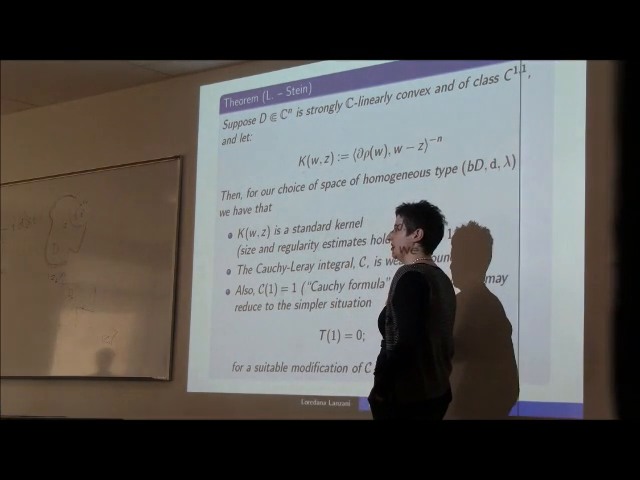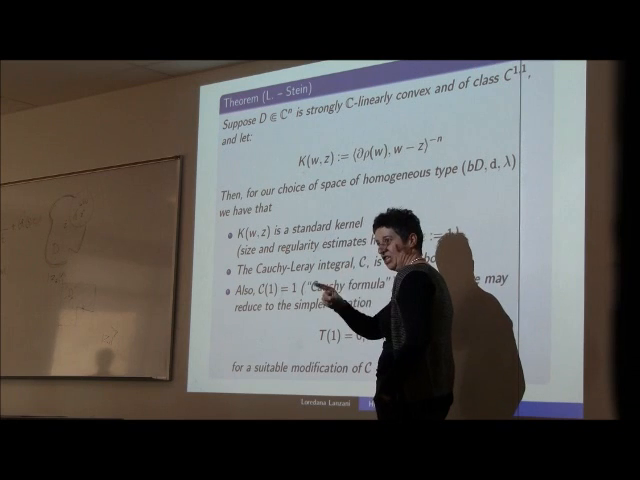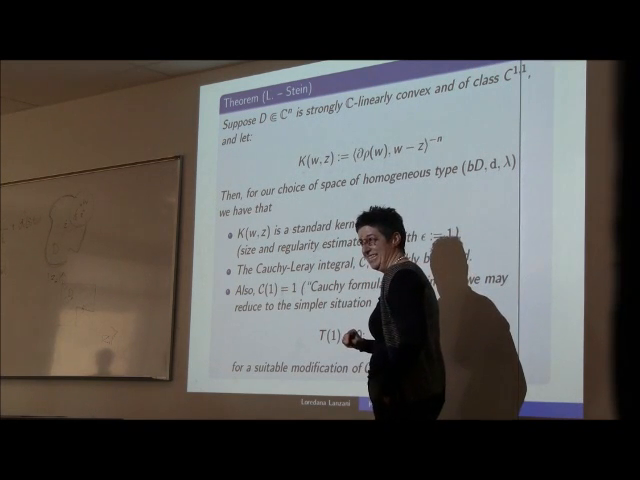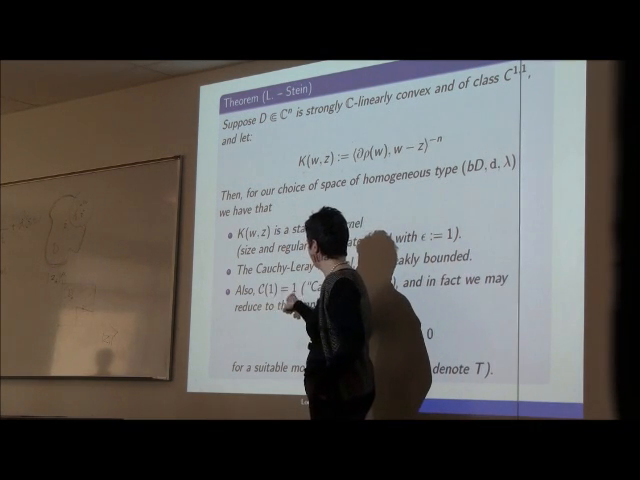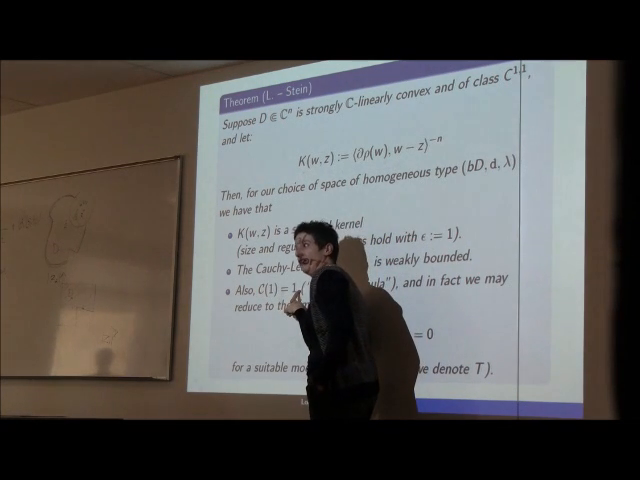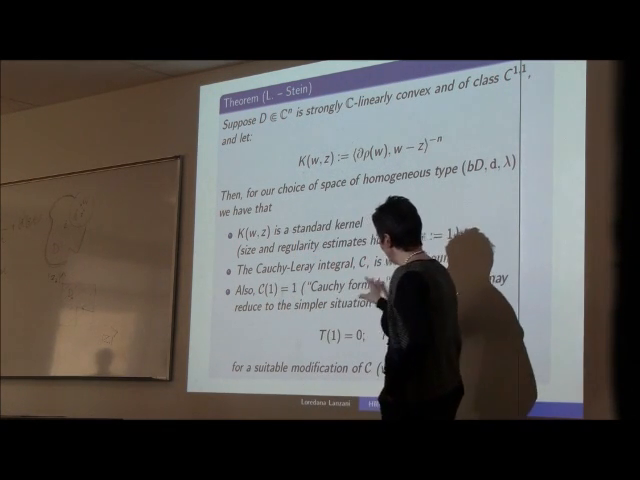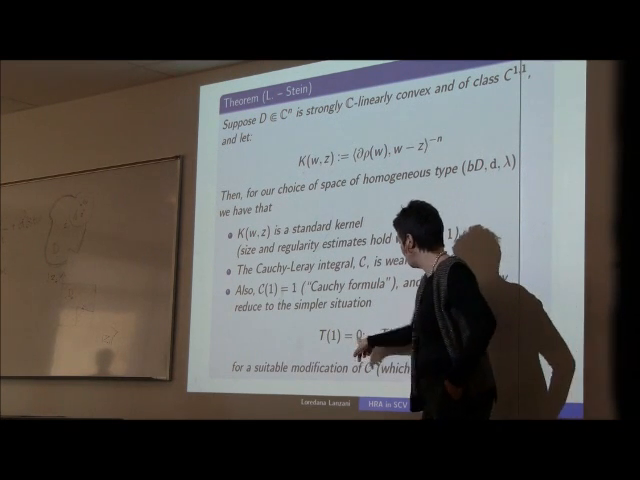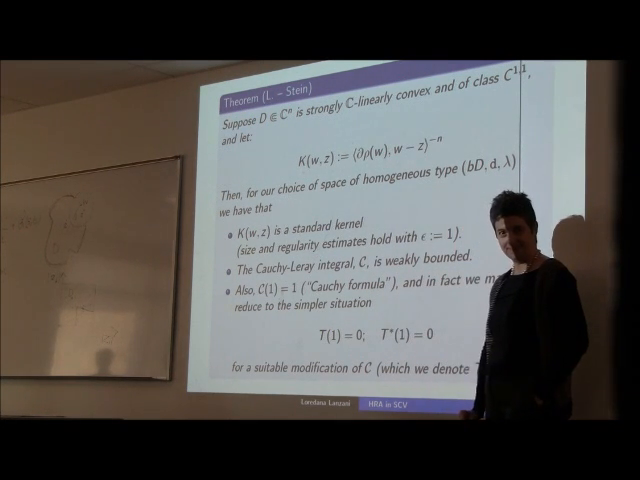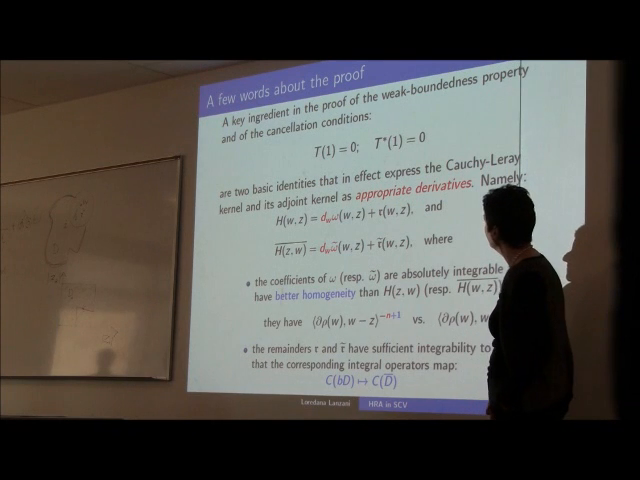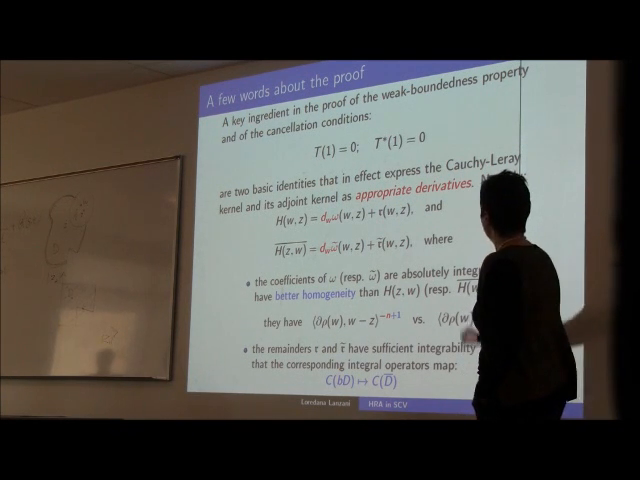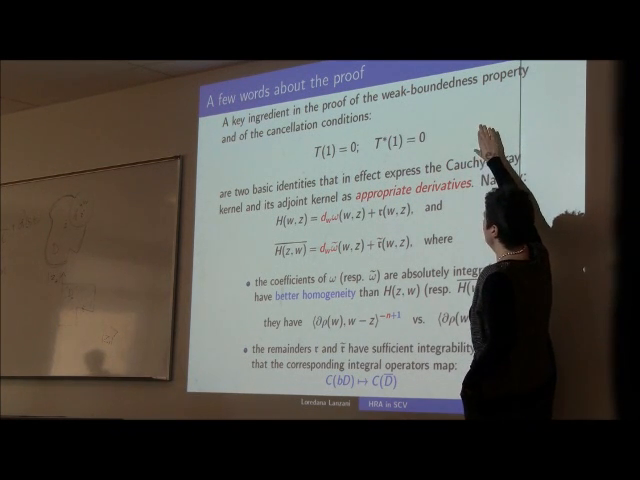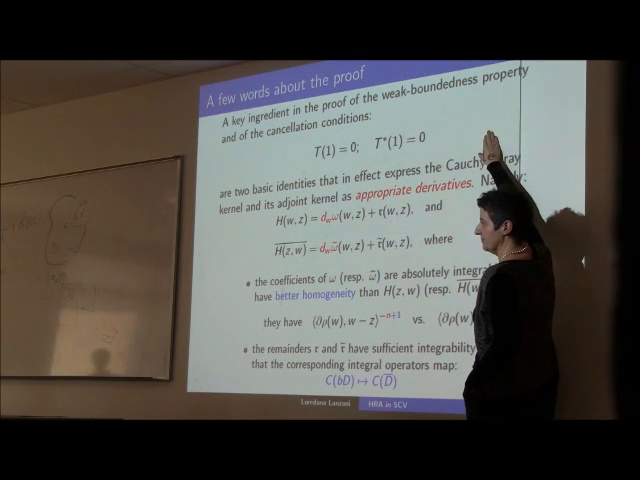you use the Cauchy formula. 1 is a particular holomorphic function, and so the Cauchy formula tells you that C of 1 is 1, not 0. So this means you actually have to modify the original operator a little bit to achieve this condition. A couple of words about the proof, and I will just talk about the modification that achieves this condition.